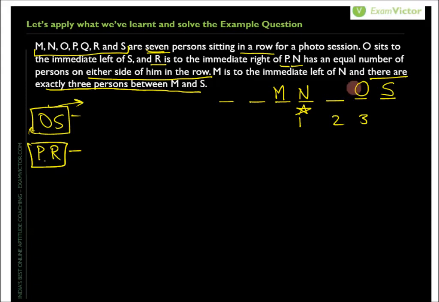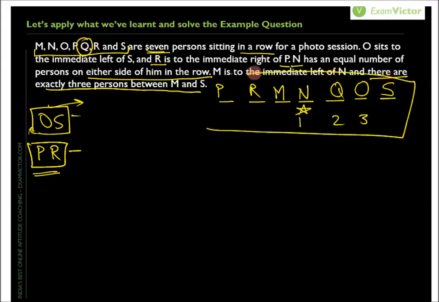If O is here, we have another ordered pair PR that has to fit in among these 3 spaces. If you put PR here, then there's no space for the other person. So PR has to come here. And now we've almost solved it. The only person left is Q. So you put in Q here and you've got your entire order. It's PRM and QOS, and now you're in a ready position to solve each of the questions given.